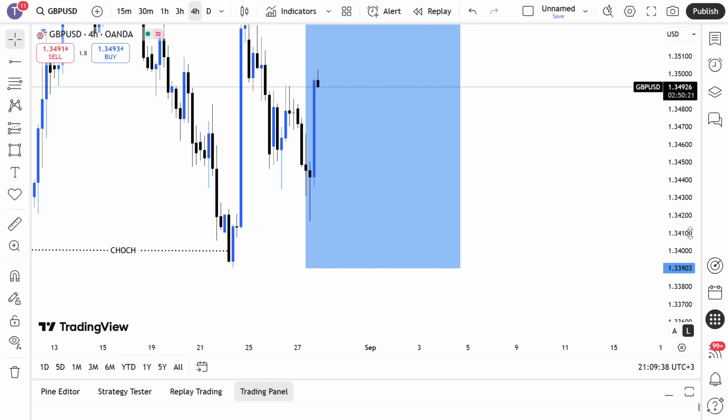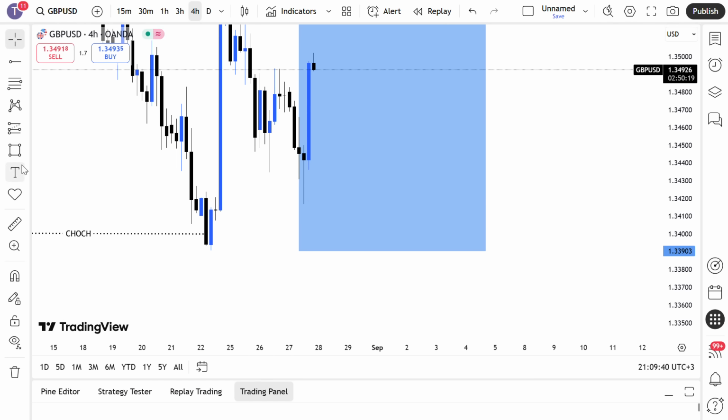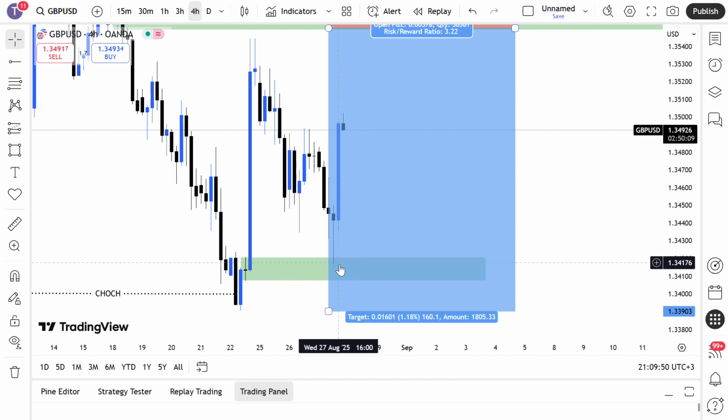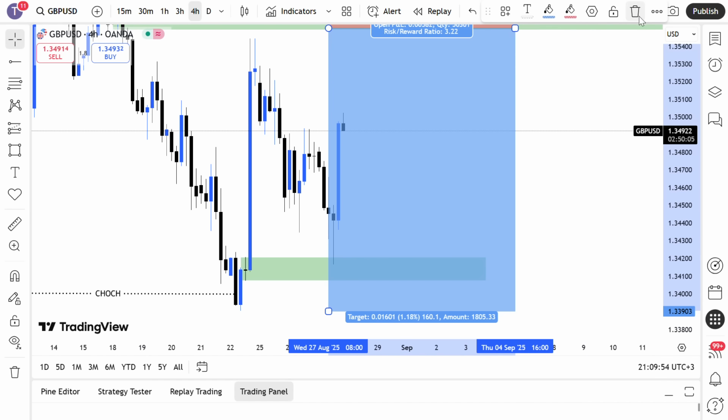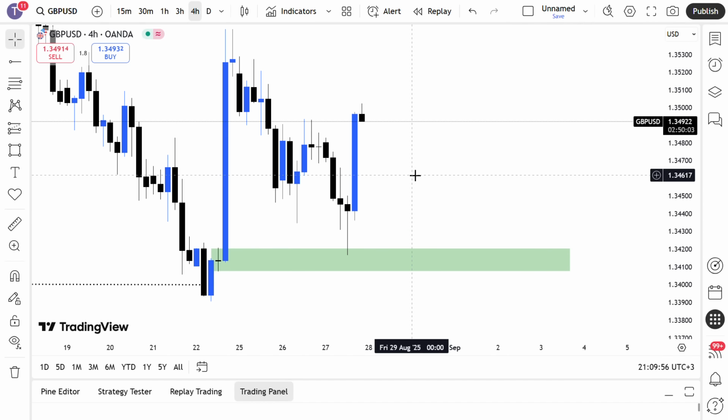And currently, we have the reaction from this order block. Price is reacting from this area. This is the area where price has reacted from. You can see, let me delete this so that I can be very clear.